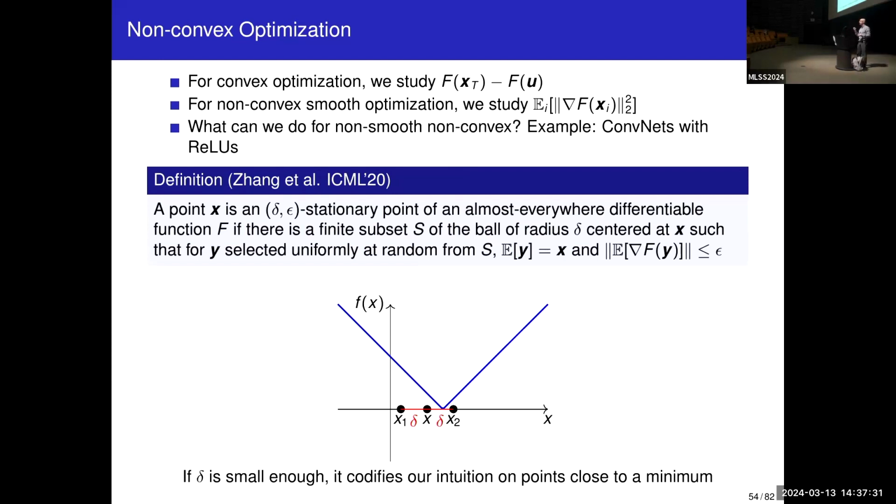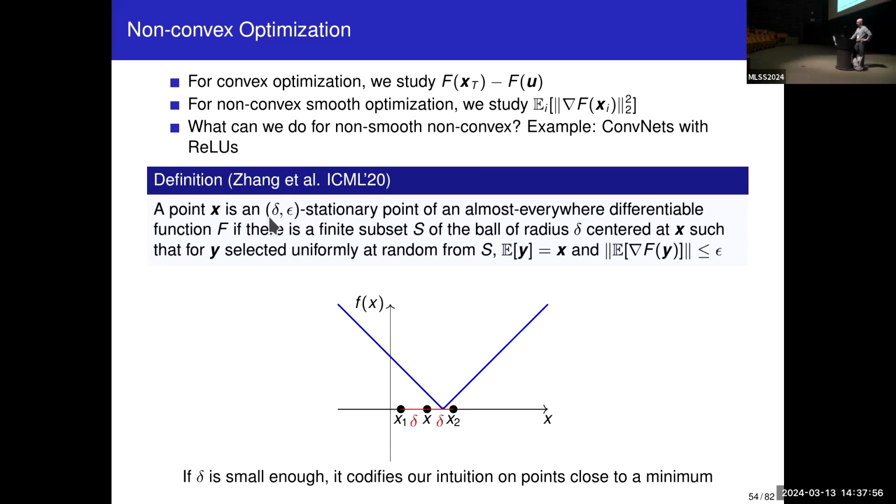Okay, so I need another way to study the fact that I am converging to the right point. And the right notion, or at least the more modern notion, is the one that was proposed by Zhang et al. from MIT. They basically proposed this very different notion, and let me describe this idea to you in detail.